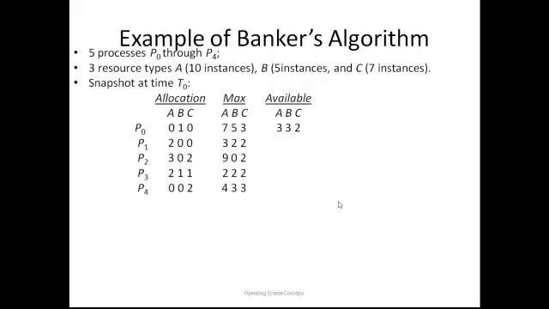We are having P0 with allocation of instances. We are having maximum instances and available instances. This is the sharing of instances by the processes at time T0. Now study, is the system in a safe state?